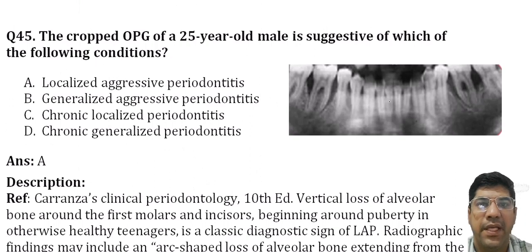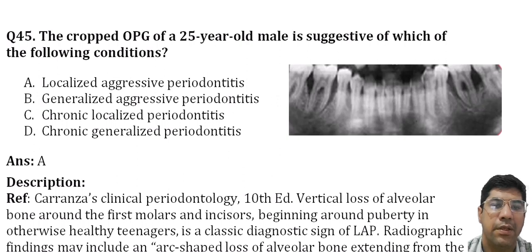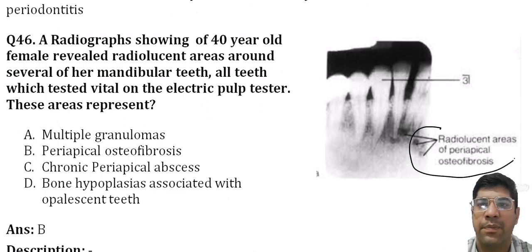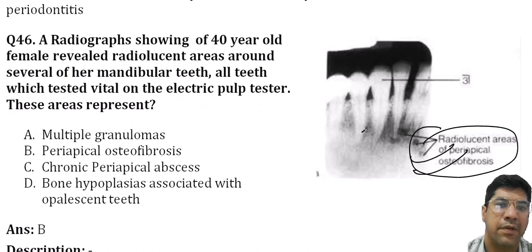A radiograph of a 40-year-old female revealed a radiolucent area around several of her mandibular teeth. All were tested vital on electronic pulp test. So this area would represent the periapical osteofibrosis. So it is a condition in which there are radiolucent areas in bone surrounding the teeth, showing no sign of pulpal involvement or infection. So the answer would be, yeah, these are the radiolucent areas of the periapical osteofibrosis. You can see the answer would be B.